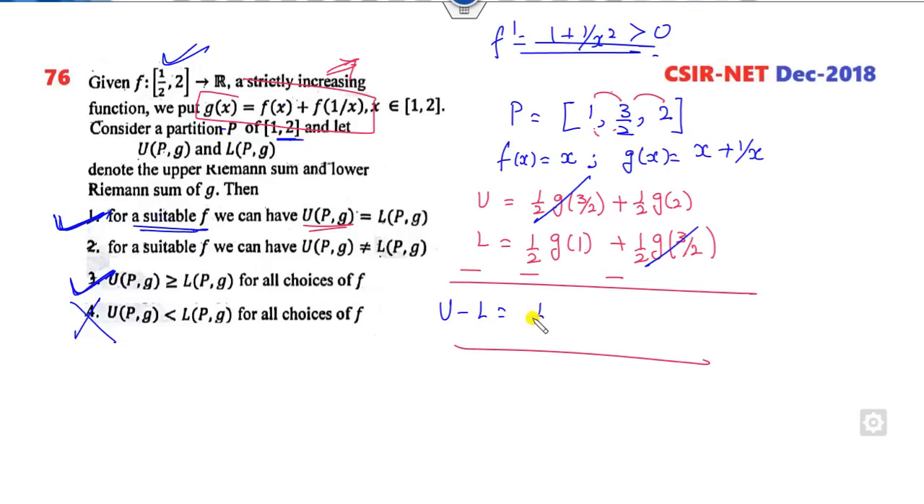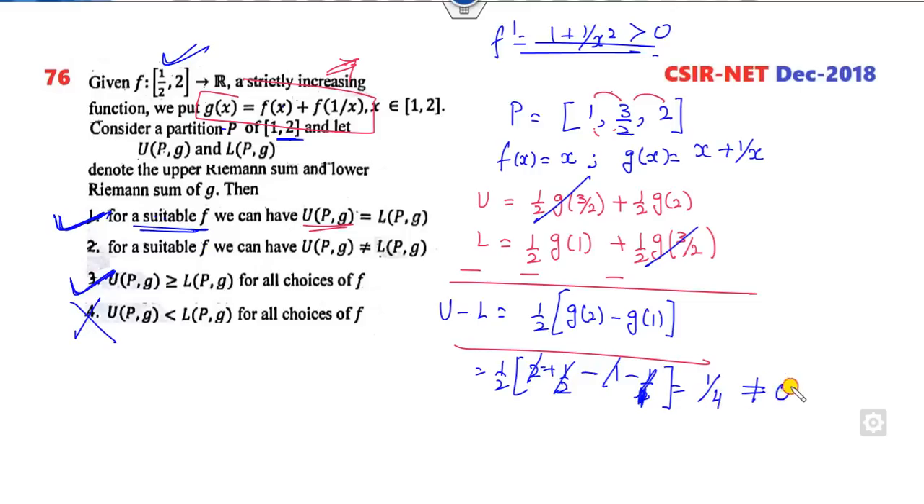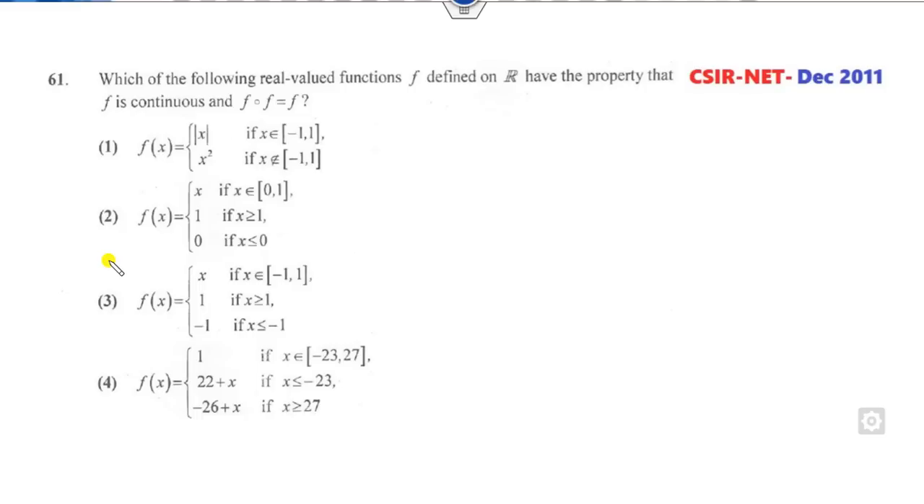U minus L, half is common, g of 2 minus g of 1. So what is g of 2? F of 2, g of 2 is 2 plus half minus 1 minus half. So clearly it says 1 minus 1, sorry. So the 1 and 1 cancel out, and 2 it will be 1 by 4, which is non-zero. So u minus L is non-zero, which means u minus L is also the right answer. So first, second and third are the correct options.